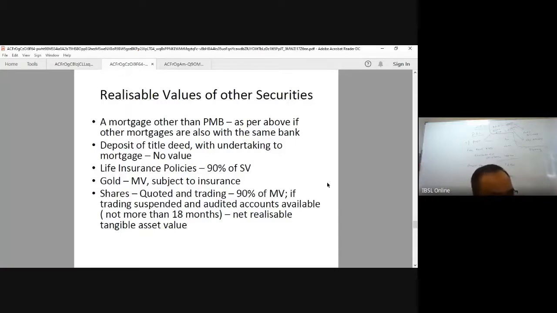Secondary, for all purposes, the secondary mortgage will be considered as the primary mortgage bond. So that's a very important thing we must keep in mind. And if it is with the same bank, that can be taken into account. And for the haircut rule, you can take the forced sale value.